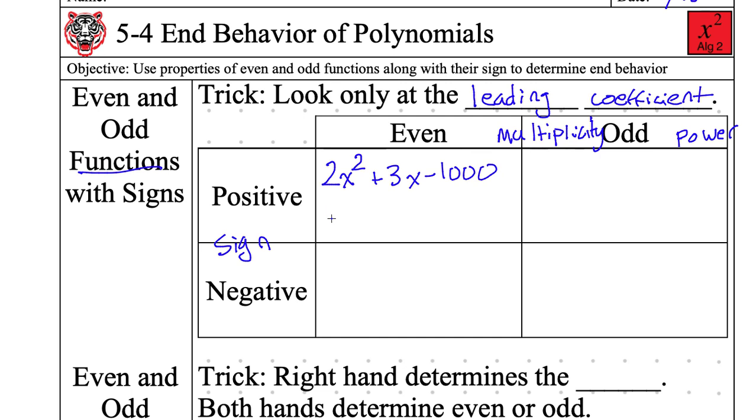So this next one, I'm going to say something like 13x to the power of 6 minus 15x to the power of 5 minus 2x plus 7. This is also a positive even function because it has a positive first number and it has an even multiplicity or an even power. I don't know if I'm using the word multiplicity correctly, but I'm definitely sure that I'm using the word power correctly. I'll have to check that later.